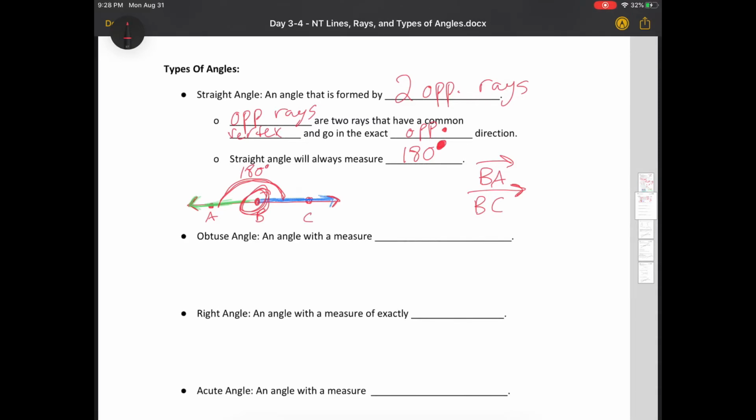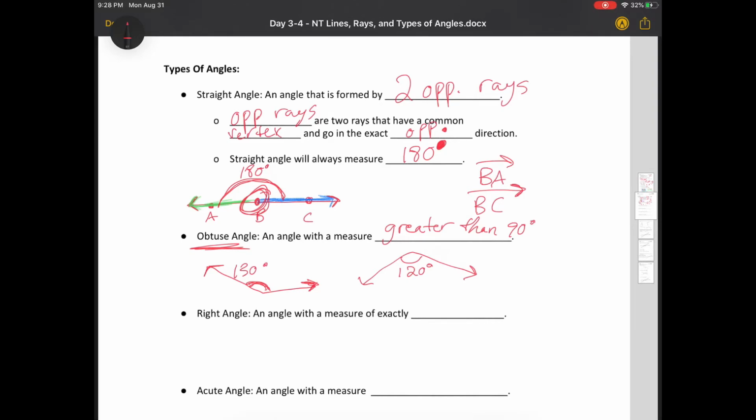Our next angle is an obtuse angle. You might have heard of these before. An obtuse angle is an angle with a measurement that is greater than 90 degrees. So a couple of examples. Typically, an obtuse angle would look something like this. Greater than 90 degrees, let's say it's 130. Maybe we'll see one facing this direction. Looks like this. Say it's 120. It's just an angle that's greater than 90 degrees.